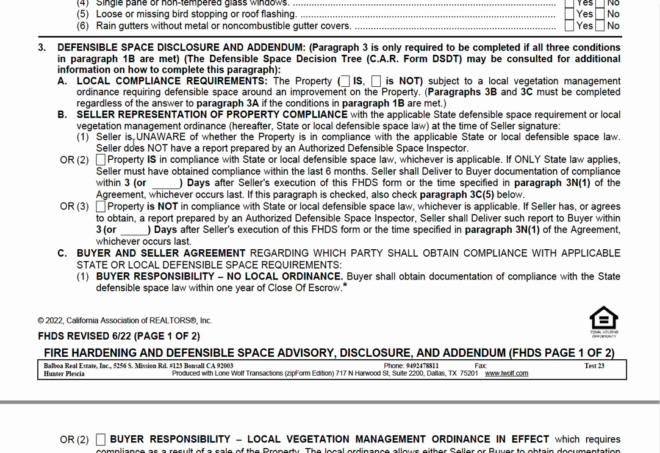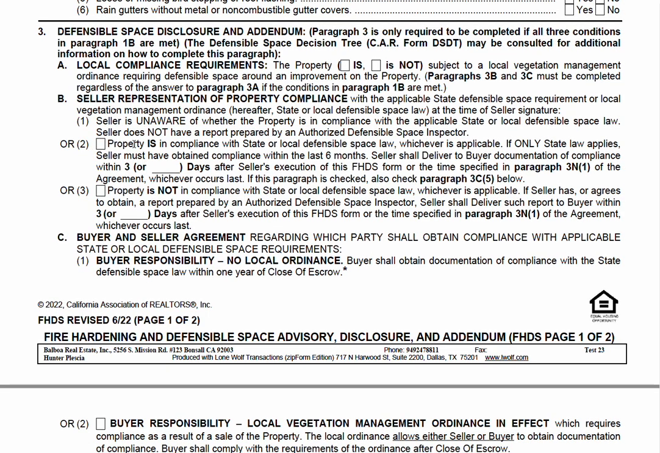Now, 3B. Okay, so if the seller's unaware, and they say it right here, and the seller has not obtained a report from a defensible space inspector, and we'll talk about that in a second, you can just leave this alone. That's it. You don't have to do anything in 3B. All right? But if the seller has had to deal with something and they had some sort of report done recently, or the fire department came and did an inspection or something, then they're going to fill out one of these.